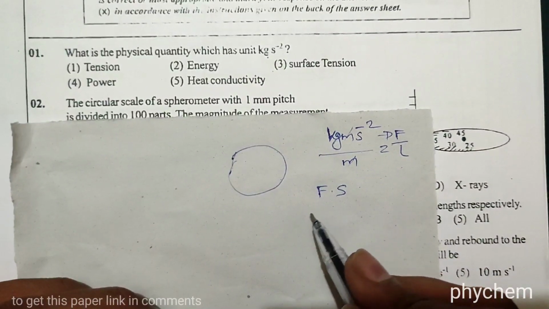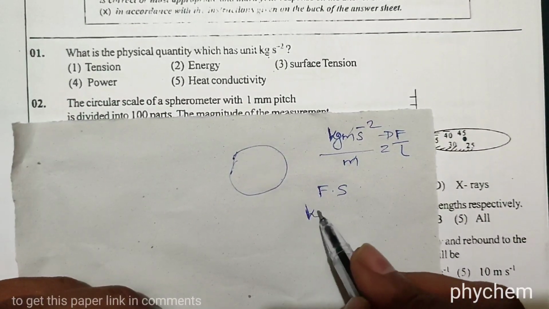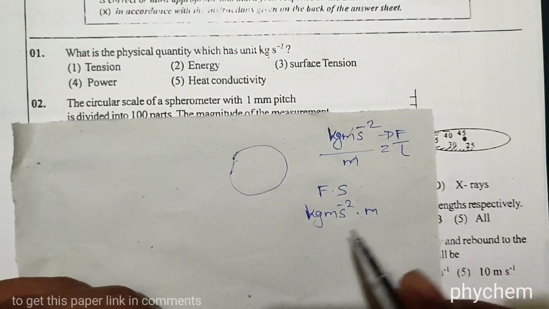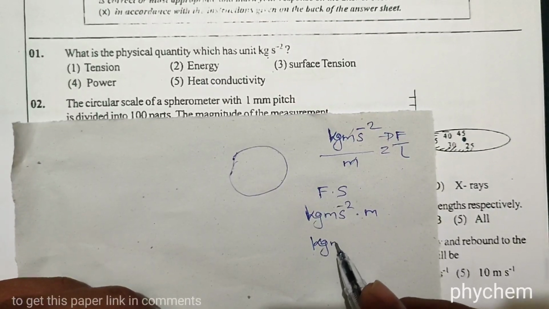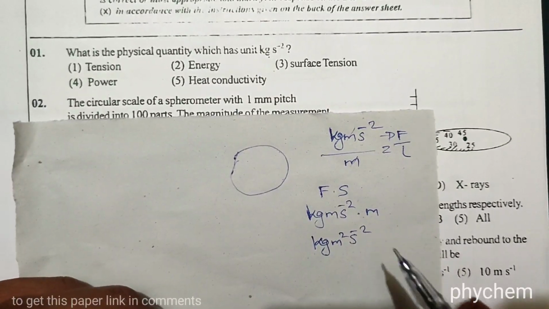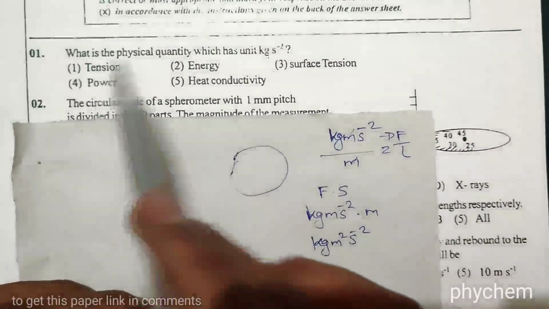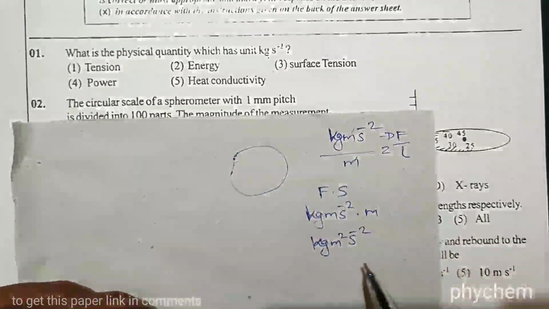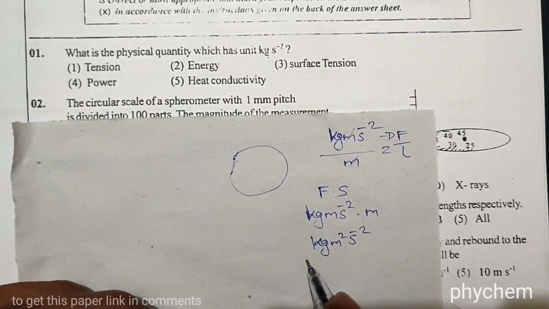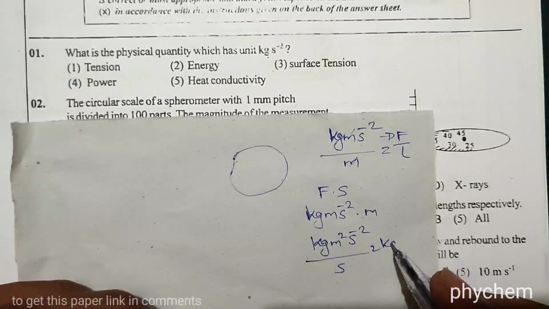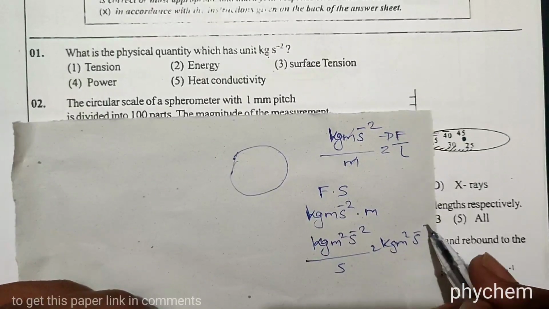So F means kilogram meter second minus 2, into meter. So the unit of energy will become kilogram meter squared second minus 2. This is not the correct answer, I'm just remembering. The answer is the third. The power is energy over time, so you have to divide by second. So the answer would be kilogram meter squared second minus 3.